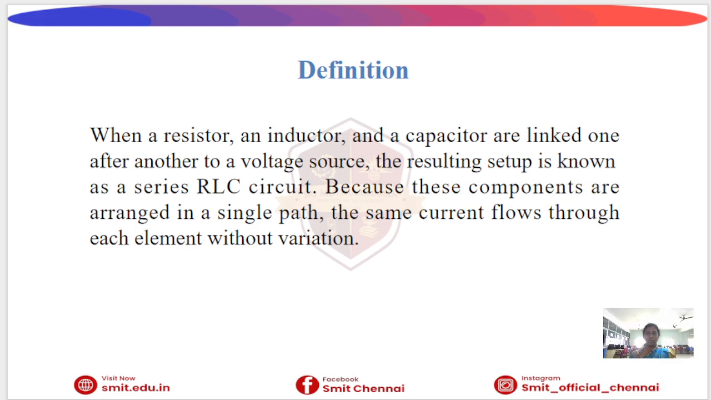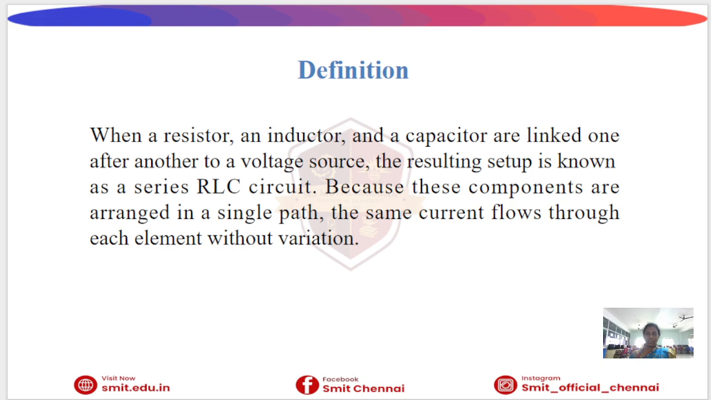So you can imagine it like water flowing through three pipes connected one after the other. Since there is only one path, the same amount of water flows through all the pipes. Similarly, in a series circuit, the same current flows through all the components. Since the components are connected in series, what will be the same in all components? Voltage or current? The current is the same for all the components.